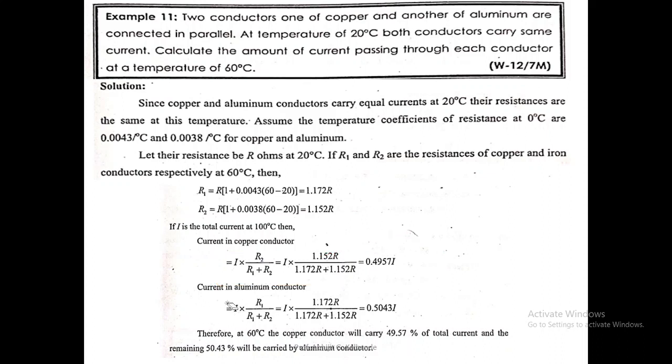Then the current in the aluminum conductor will be given again by the current division rule, I into R1 upon R1 plus R2. We get this amount of current. Therefore, at 60 degrees, the copper conductor will carry 49.57% of the total current, and the remaining 50.43% will be carried by the aluminum wire. It means the current through the copper conductor is reduced while aluminum carries more. Okay, so this is a simple numerical.